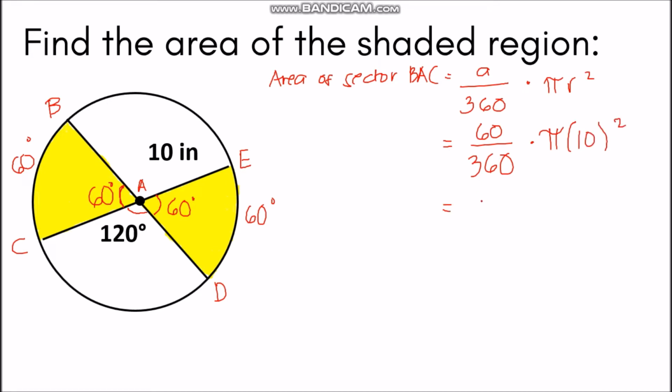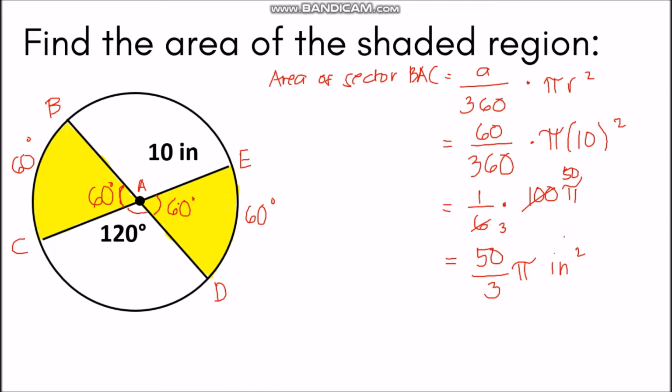So 60 divided by 360 is just 1 over 6. Then this is 100 pi. Simplify this. We just have to divide them by 2. So you have 50 over 3 pi. This is now the area of sector BAC.